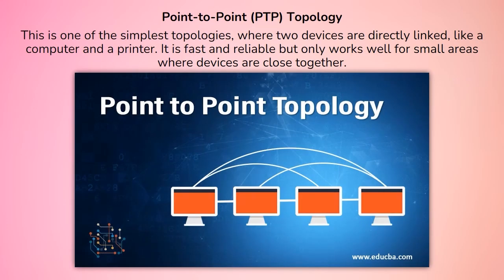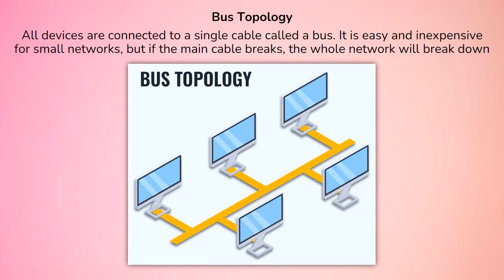Point-to-point (PTP) topology. This is one of the simplest topologies where two devices are directly linked, like a computer and a printer. It is fast and reliable but only works well for small areas where devices are close together. Bus topology. All devices are connected to a single cable called a bus. It is easy and inexpensive for small networks, but if the main cable breaks, the whole network will break down.